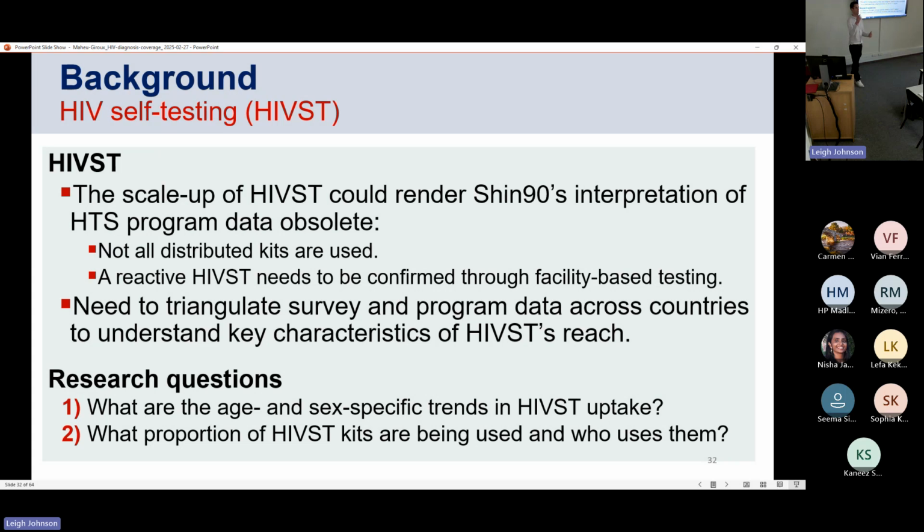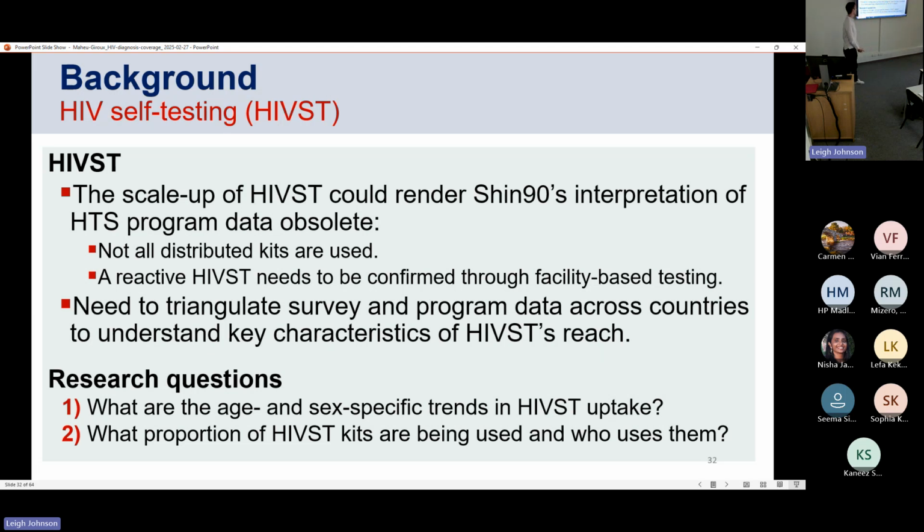And also, it's important to remember that if I take an HIV self-test and it's reactive, it's not confirmed as a definite positive. I need to seek confirmatory testing. So what we will have in the program data is that these tests will not appear in the overall number of tests being distributed or administered, but those that have a reactive self-test will appear as positive tests. So it will really distort our appreciation of the testing data.